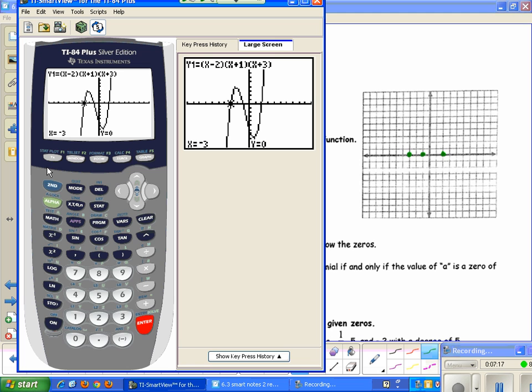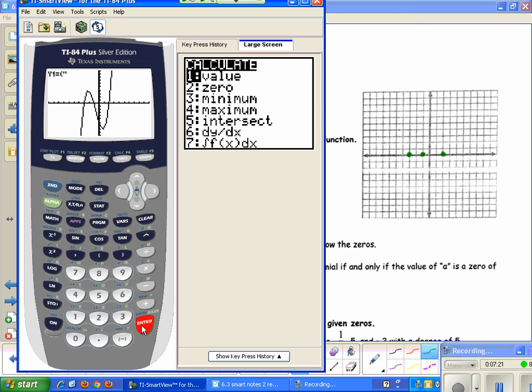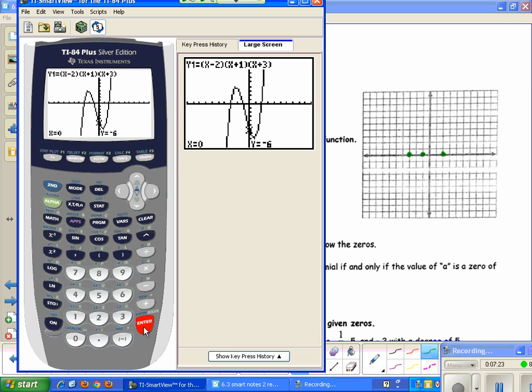Another thing that's nice to find is your y-intercept. So remember, how do you find your y-intercept? You plug 0 in for x and solve. So my y-intercept would be at -6. So the y-intercept is (0, -6). So I'm also going to graph that.